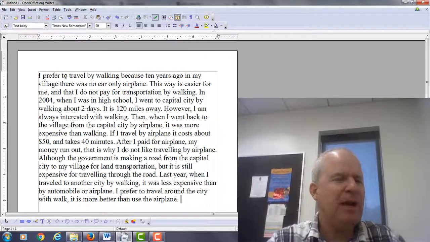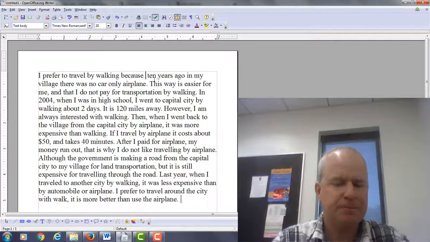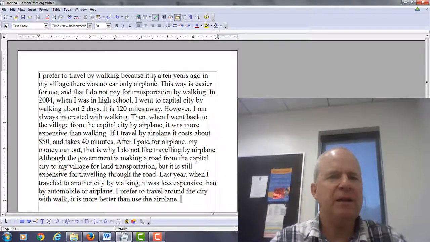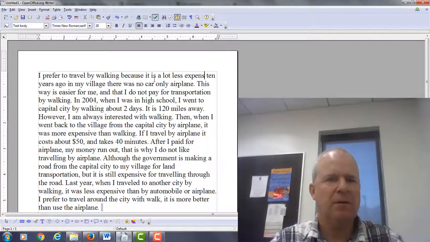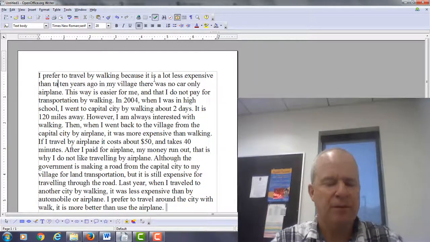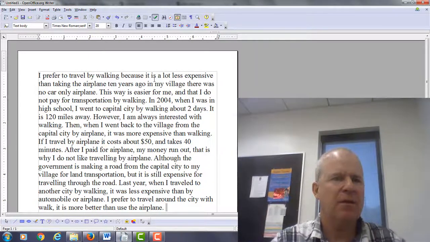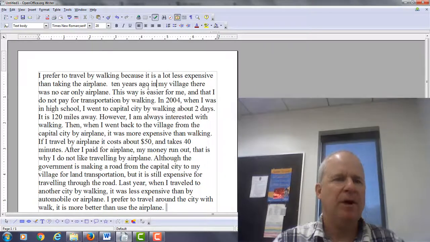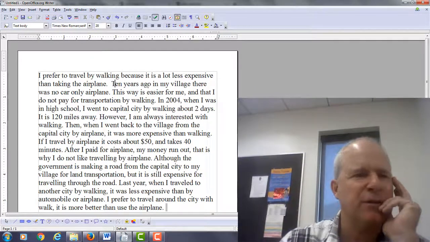So even in the beginning, I prefer to travel by walking because I would say it is a lot less expensive than taking the airplane. That's what I would say. And then you need a topic sentence first, right? So then you can say this sentence.